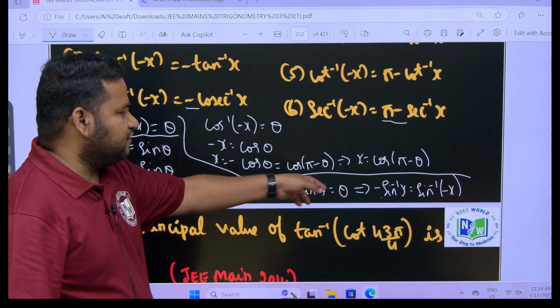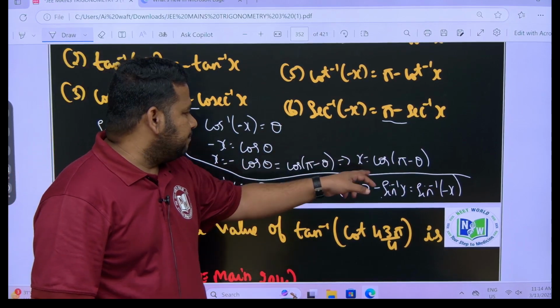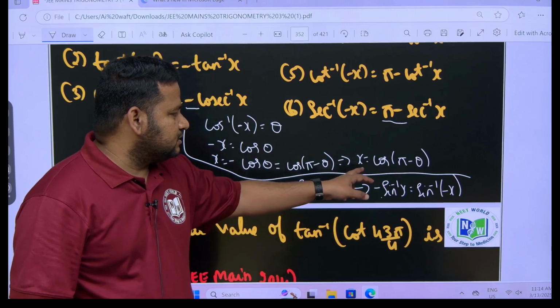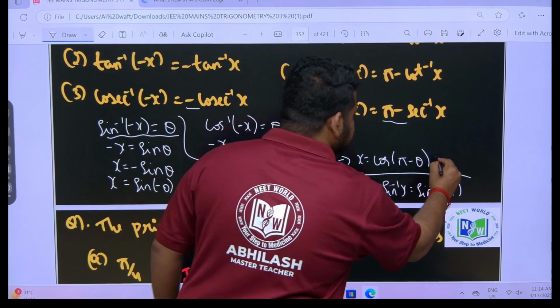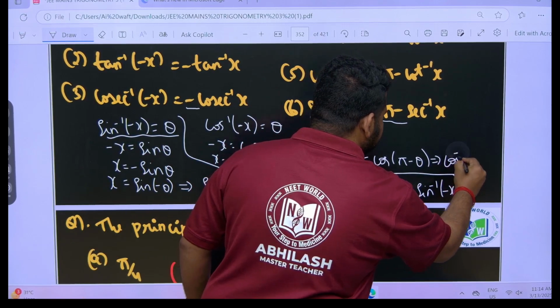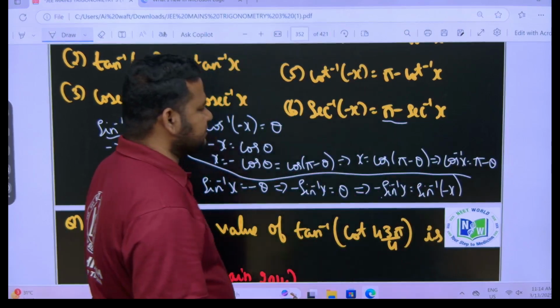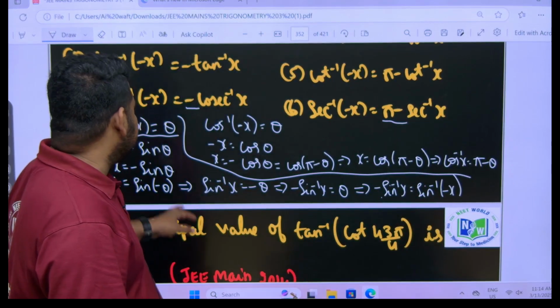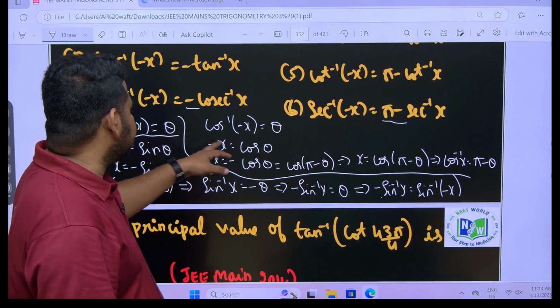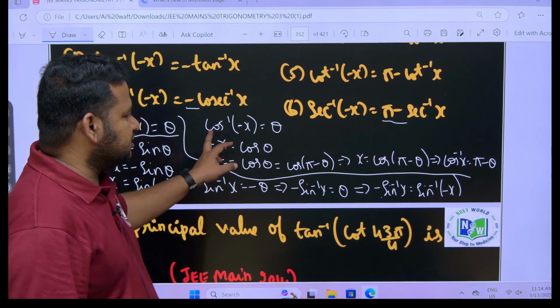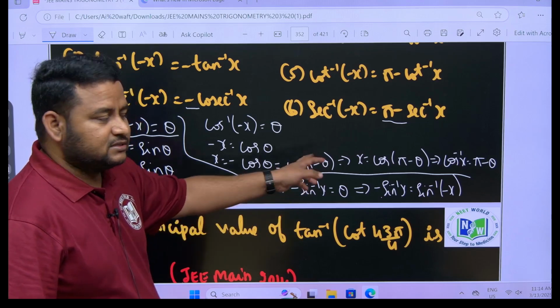Got it? Cos of pi minus theta. Now pi minus theta I can write as cos inverse of x. So cos inverse of x is equal to pi minus theta. But theta is what? Cos inverse of minus x. Cos inverse of minus x I can write as pi minus theta.